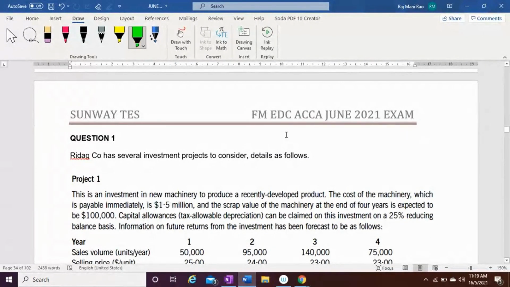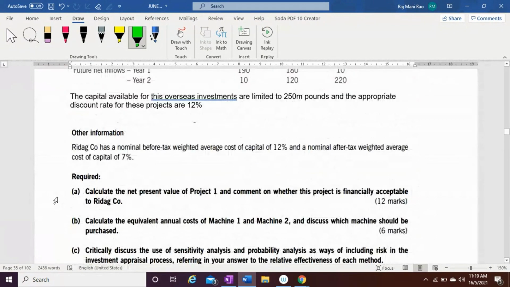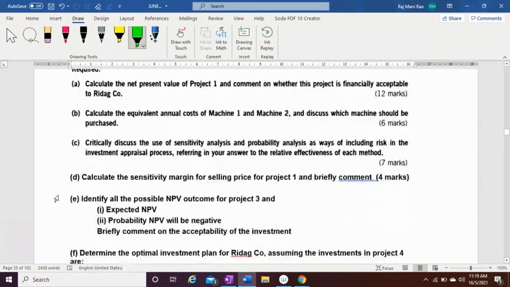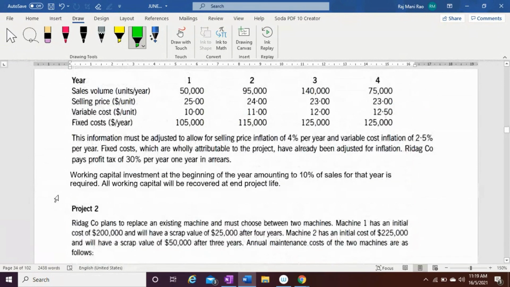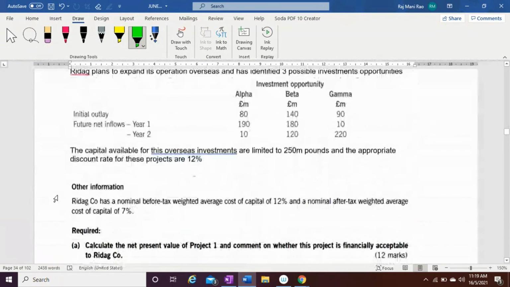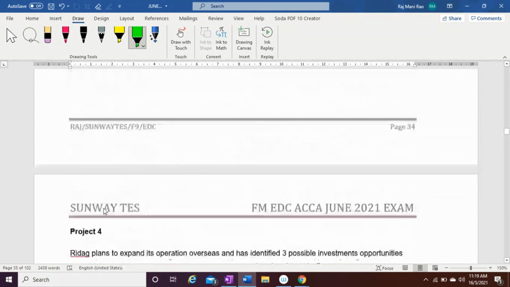Okay, so let's look at this question. REDAC has several investment projects to consider. There's project 1, project 2, project 3, project 4. I've modified these questions to cover everything. So we're going to look at them one by one. Part A: calculate the net present value of project 1. Comment on whether this project is financially acceptable.